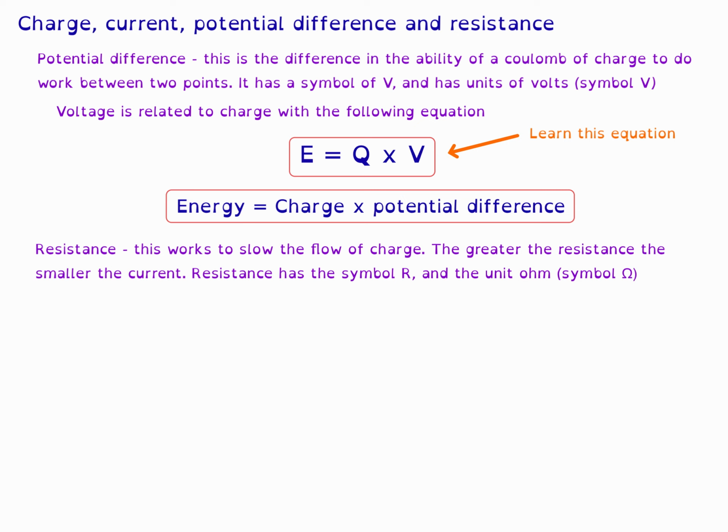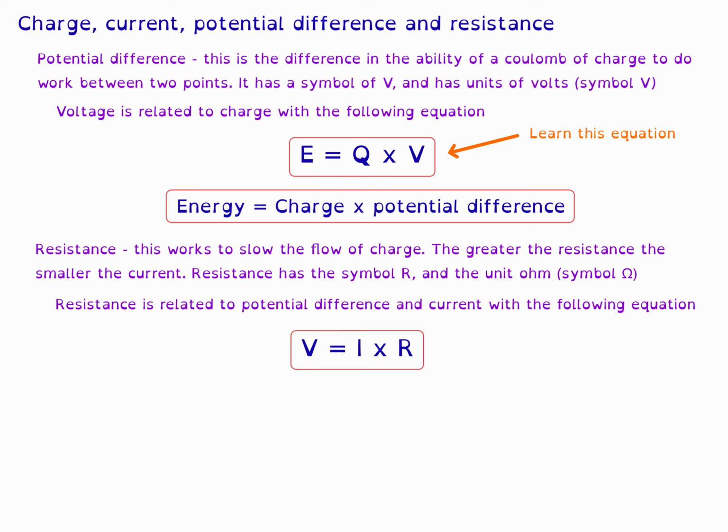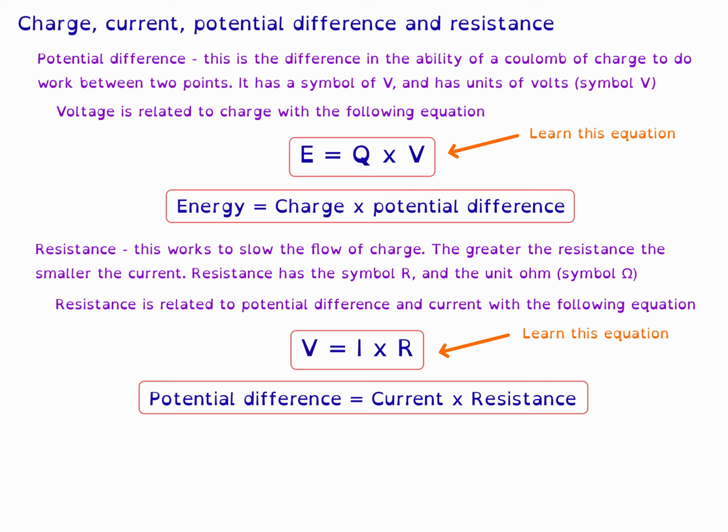Resistance. This works to slow the flow of charge. The greater the resistance, the smaller the current. Resistance has the symbol capital R and the unit is the ohm. Resistance is related to potential difference and current with the following equation. V equals I times R. And again, you need to learn this equation.